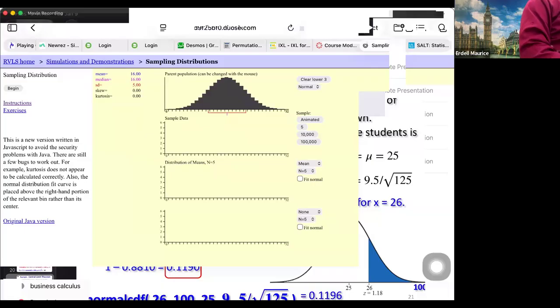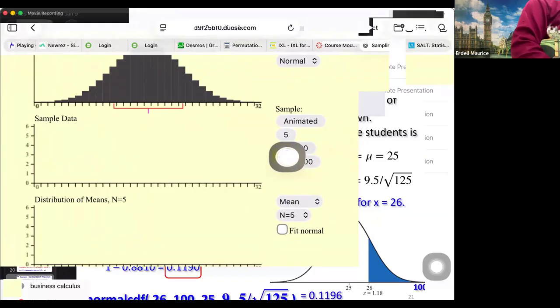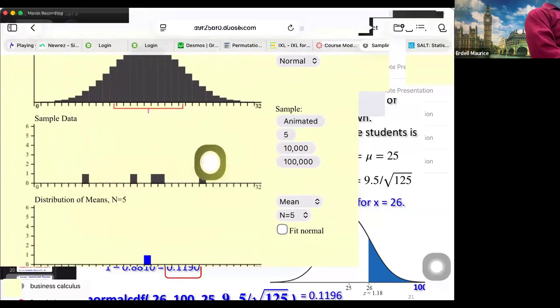If I click on the 5 right here, click animated, 1, 2, 3, 4, 5. It took 5 people, and then it took the average of those 5 scores, and that gives me a score right here. So the average of these 5 people is this score right here. Does that make sense? I can do it again.